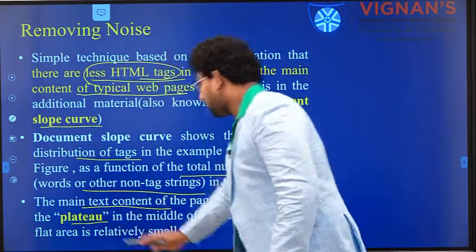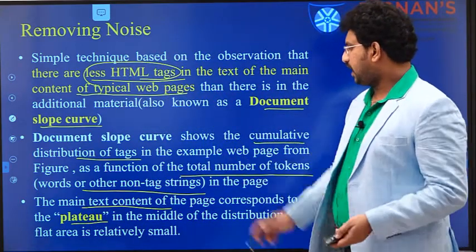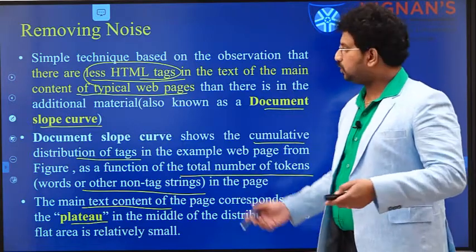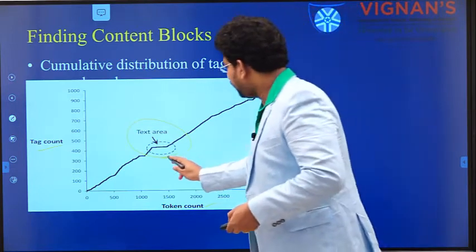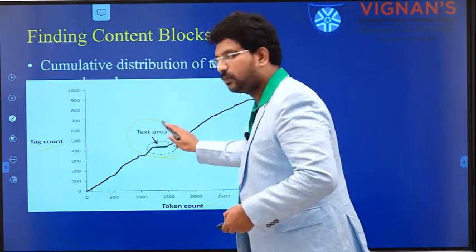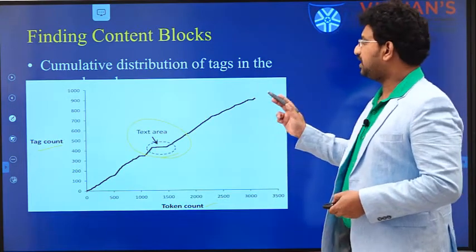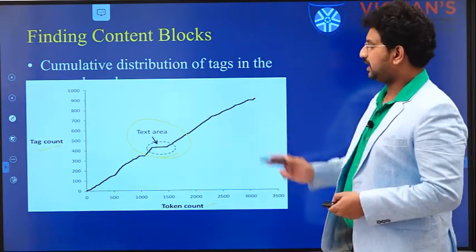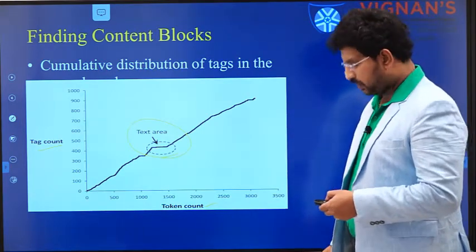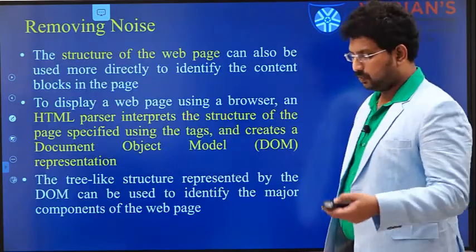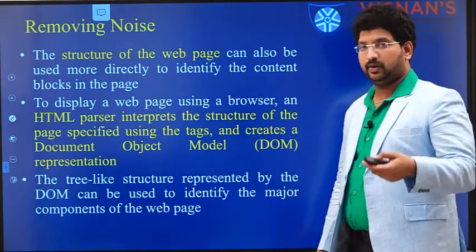Here you can understand that in the middle of the distribution, this flat area is relatively small. As we observe, you are simply calling it a plateau, and this is very small. This is the text area, very small. Here you are observing the cumulative distribution of the tags and finding the content blocks. That is about this one, and we have one more important technique with which we can also try to identify the noise.